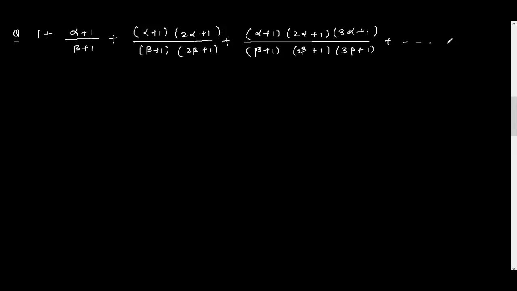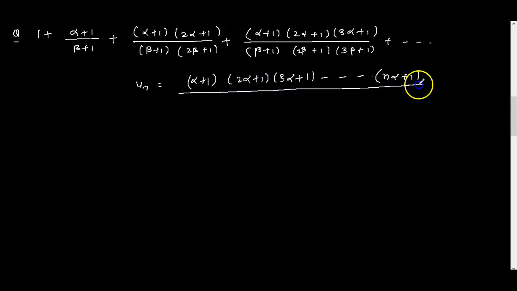Okay? So tell me the nth term here. 1 plus n alpha plus 1 upon beta plus 1, 2 beta plus 1, up to n beta plus 1. Yeah, good. So (alpha plus 1)(2 alpha plus 1)(3 alpha plus 1) and so on, finally up to (n alpha plus 1), divided by (beta plus 1)(2 beta plus 1)(3 beta plus 1) and so on, up to (n beta plus 1).